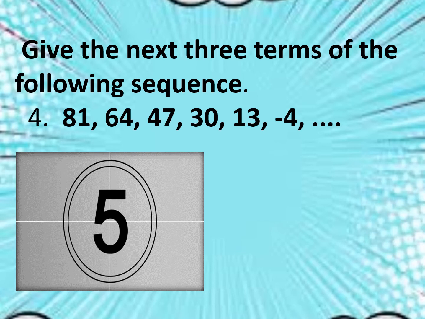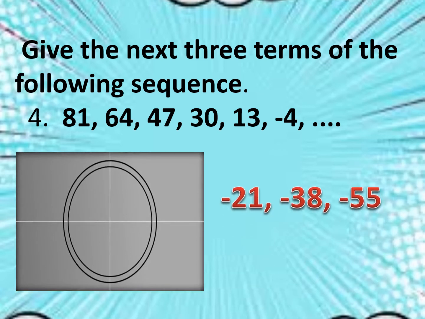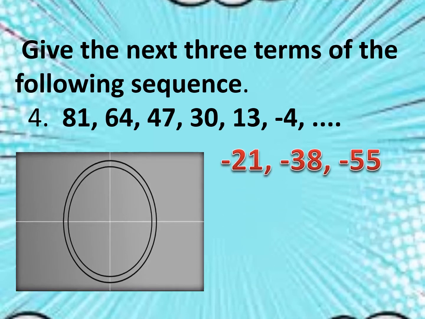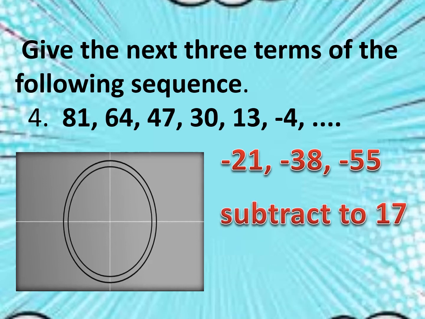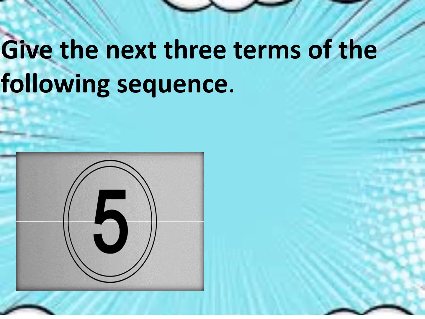Number 4. 81, 64, 47, 30, 13, negative 4. We have negative 21, negative 38, and negative 55. And the rule? Subtract 17. And the last one, number 5.